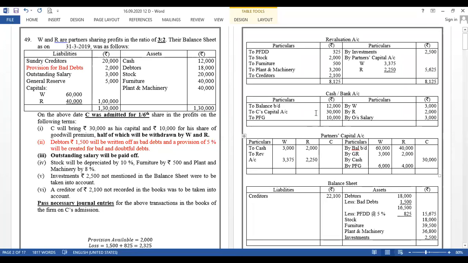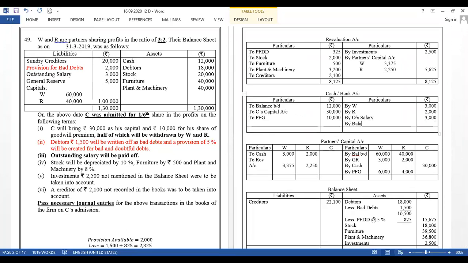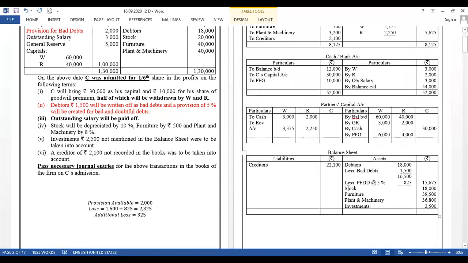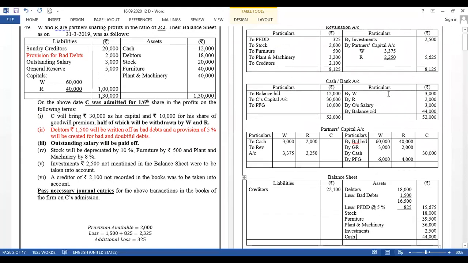If you prepare the cash and bank account, we need to close it. We need to get the balance over here. So let us do the totals because I have prepared the balance. Get the totals, please. The total is 52,000. Let me get the difference, please. The difference is 44. This cash and bank balance has to go to the balance sheet on the asset side. Cash balance 44,000. So we are done with the revaluation account. We are done with cash and bank.